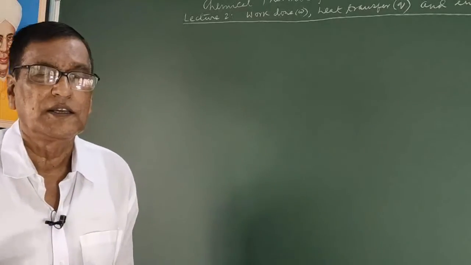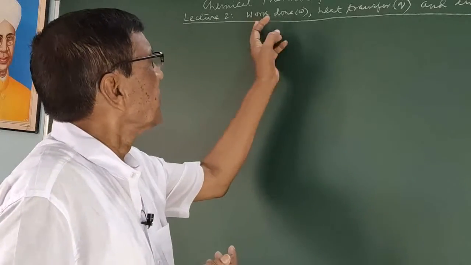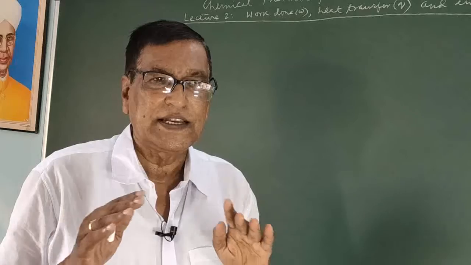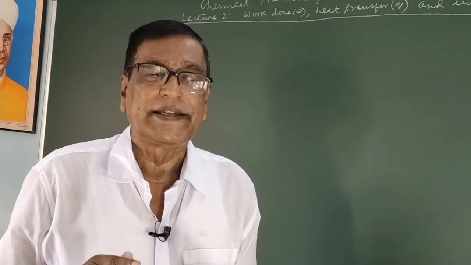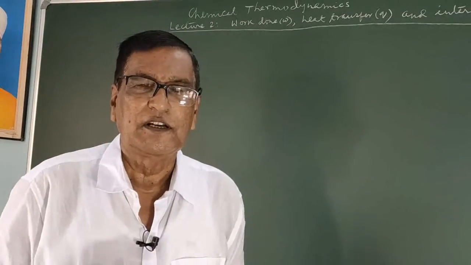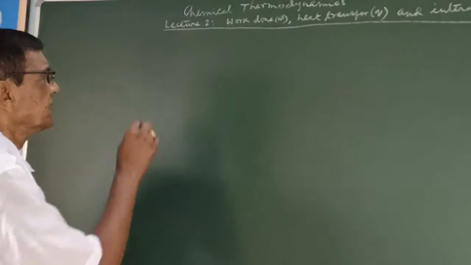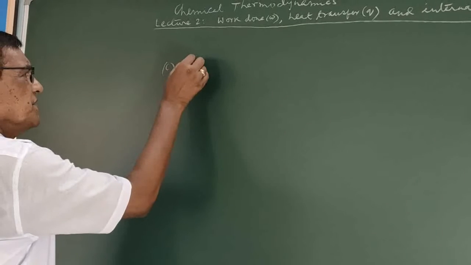So far I have discussed work done and heat energy. These two are the forms of energy that are exchanged between the system and the surrounding or the surrounding and the system. And this third one, C, is the internal energy.